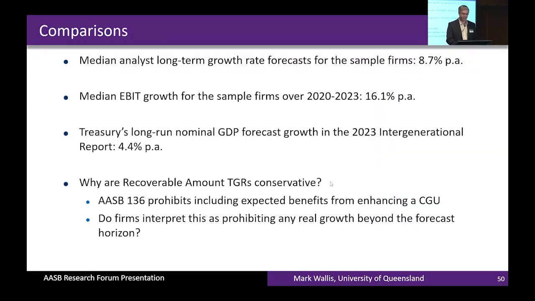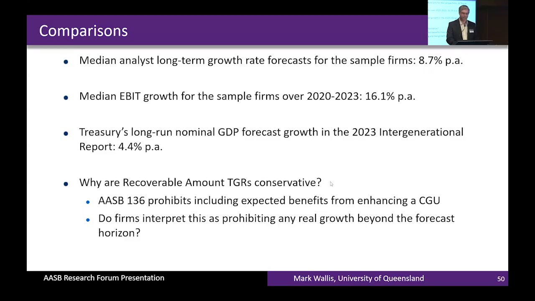So to give you an idea, this is some comparisons to other types of growth rates. I've got there that the third one's probably the most compelling. So the Treasury puts out its forecast for nominal GDP growth, I think out to 2060 or something like that, in the intergenerational report. You can see they're forecasting 4.4%. So you would expect that, okay, some cash generating units, of course, will grow slower than that, but it's surprising to see all cash generating units expected to grow slower than that.